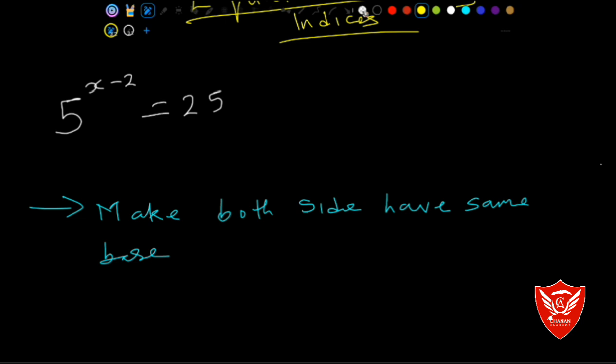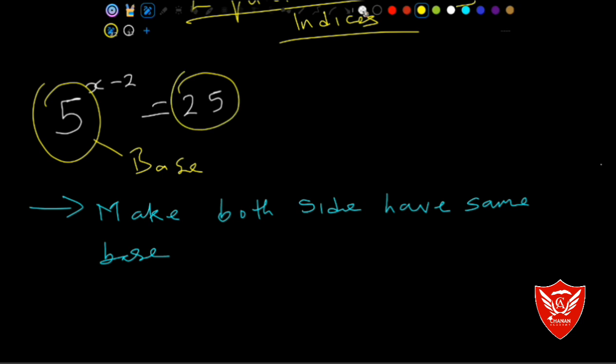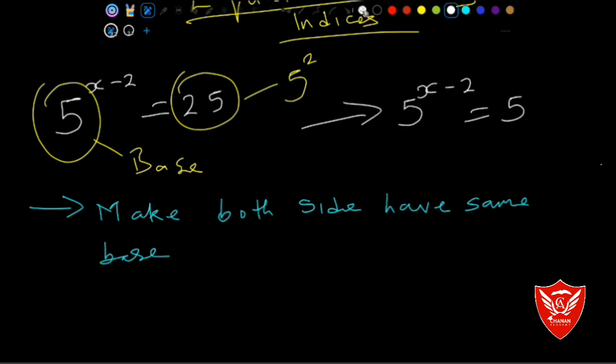Okay, so don't forget 5 is the base. If you have watched the previous one, you know that 5 is the base. So what can we do to make 25 have the same base as 5? 25 can be 5 raised to the power of 2. So that becomes 5^(x-2) = 5^2. Now once both sides have the same base, you can equate the power. That way you have x - 2 = 2. Therefore, x is equal to 2 + 2, which is 4. Alright, that's the first step.